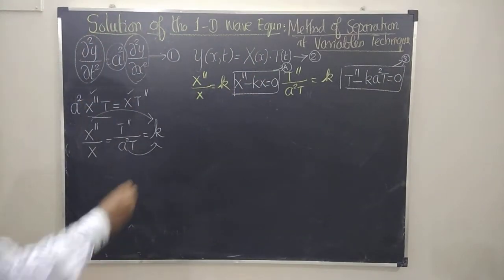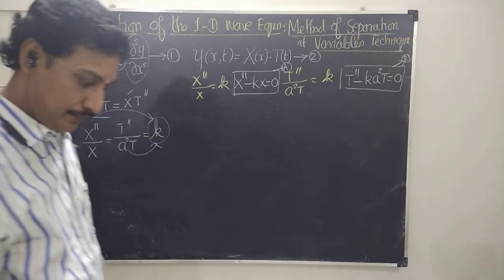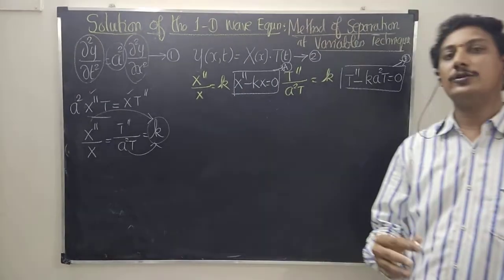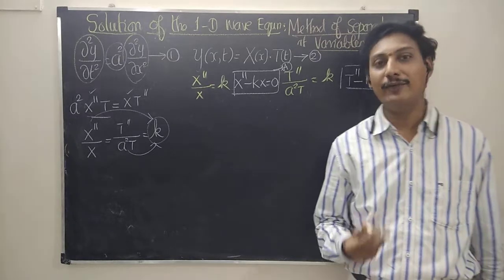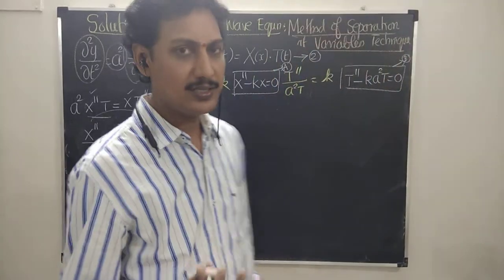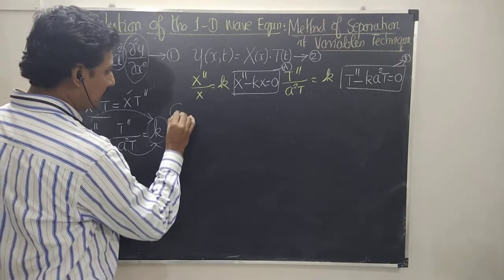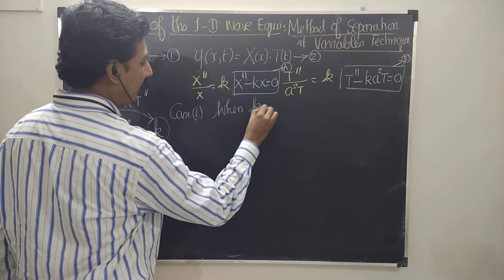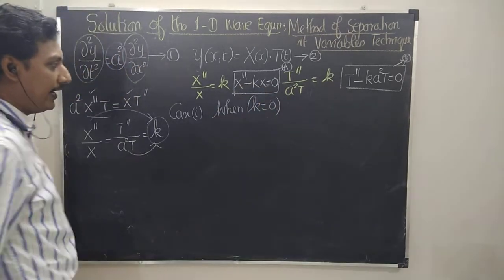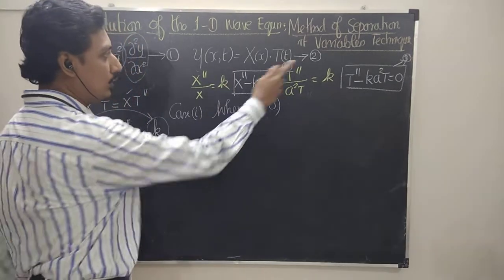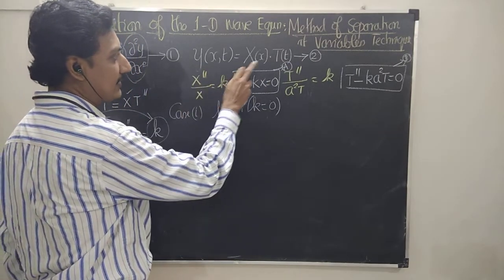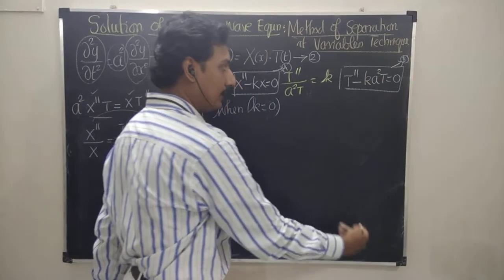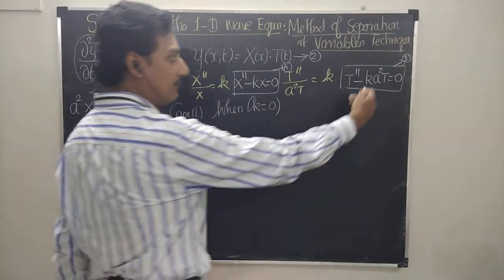Now what is k? k is a constant, isn't it? Now I am going to discuss the nature of the k value. Case number 1: when k is 0, what happens? Our ultimate aim is to get equation number 2, y as a function of x and t. So get X from equation A, and get T from equation B.